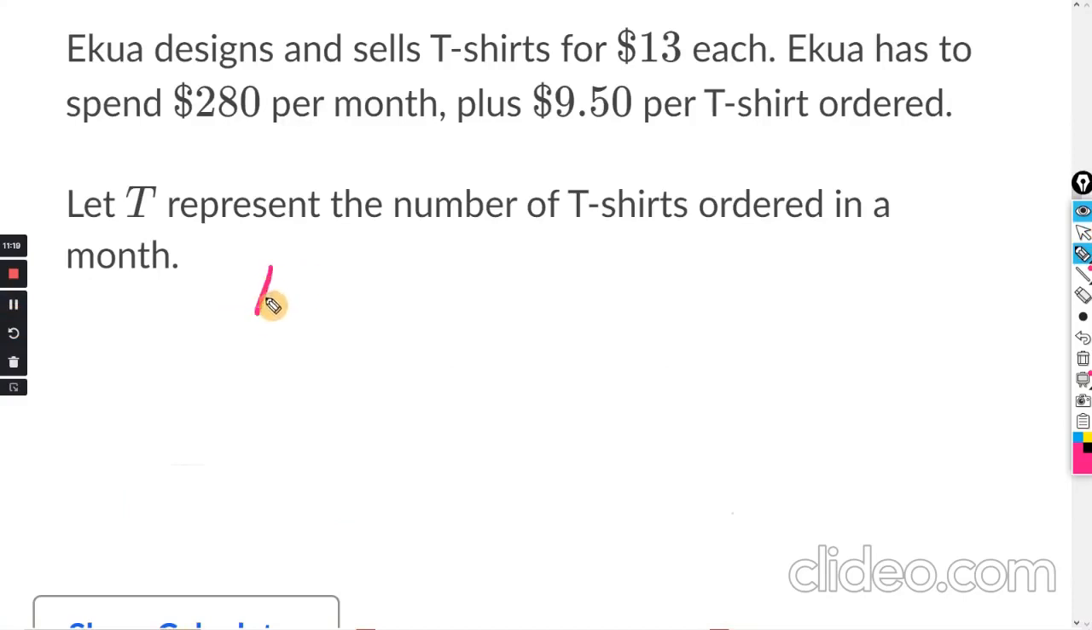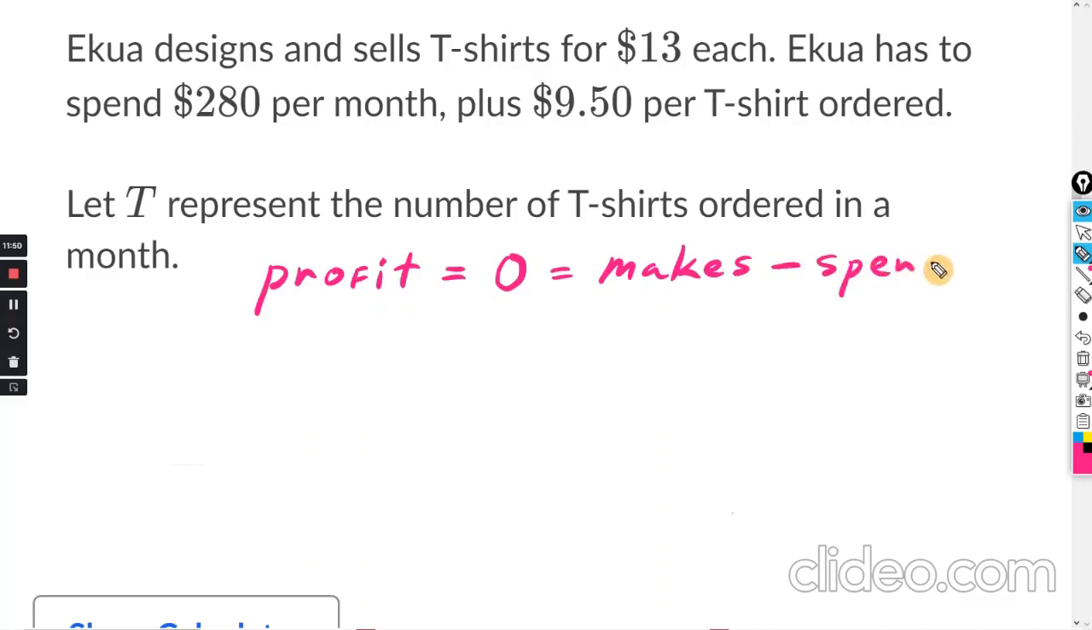So we're basically looking at her profit, or how much money that she makes. Okay, and it says find out when she breaks even. So in other words, the profit equals 0. She spends and makes the same amount. So the profit is going to be how much she makes minus how much she spends. Okay, and that's going to equal 0.